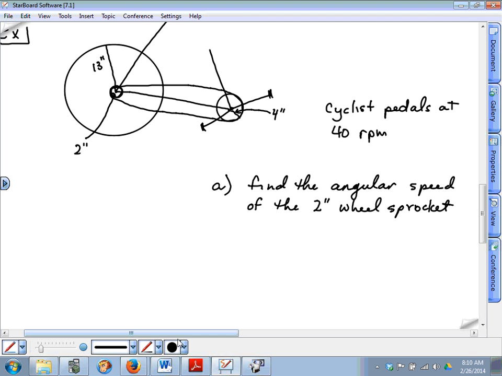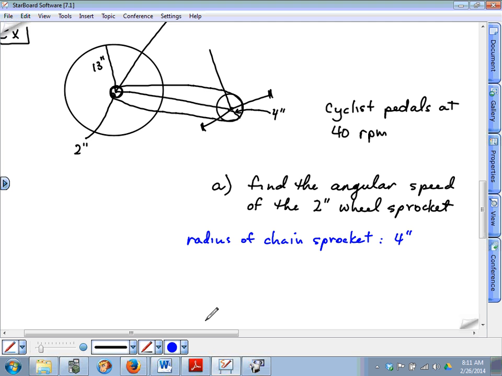So let's describe what we know. Radius of the chain. Now let's just be clear on the terminology. Which one's the chain sprocket? Small, and what's the bigger one? This bigger one here, and then the wheel sprocket is the one connected to the wheel. The chain sprocket. What did I say that one was? 4 inches. There it is. 4 inches.